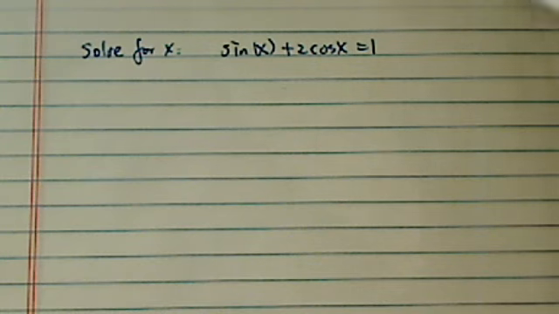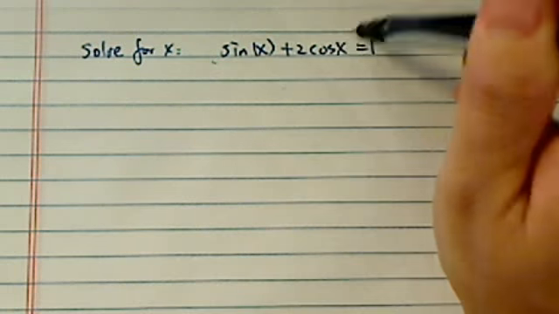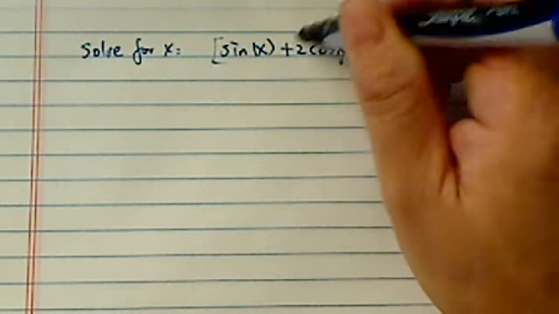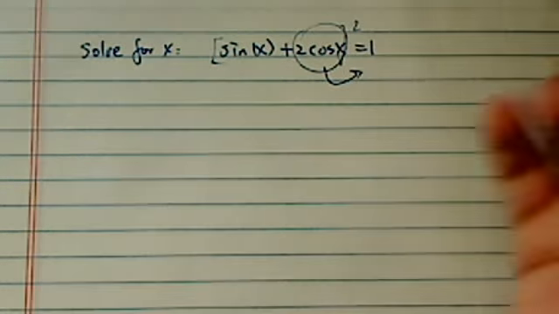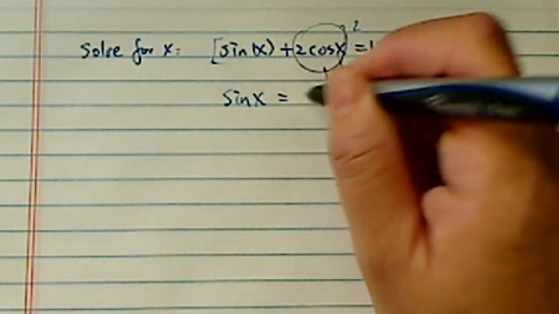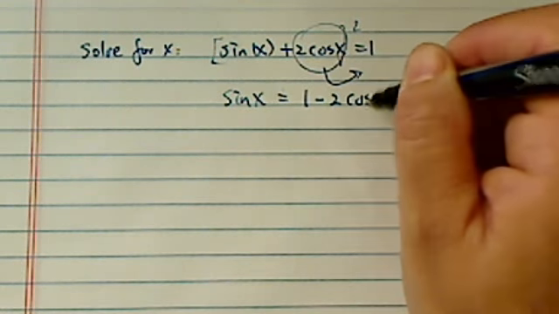Now this is an interesting one. At the beginning, what I was thinking is to square both sides, but it turned out if you square this side without moving one of them over, it gets really complicated. So what I end up doing is this, 1 minus 2 cosine x.